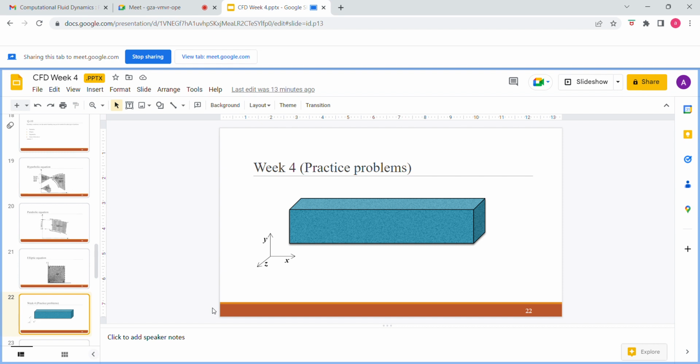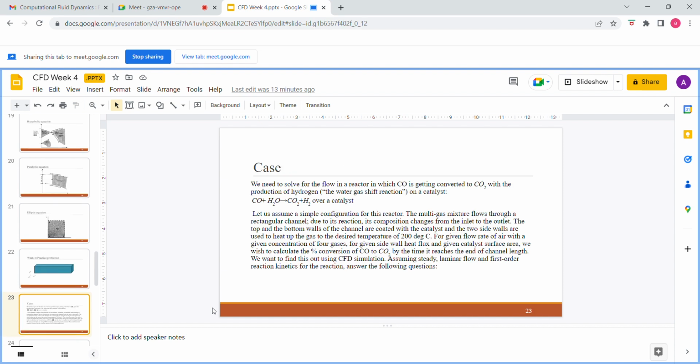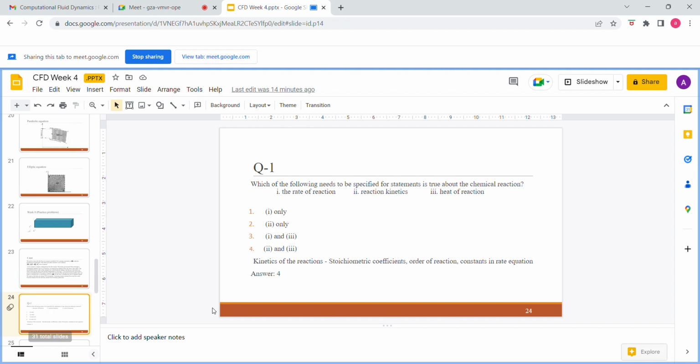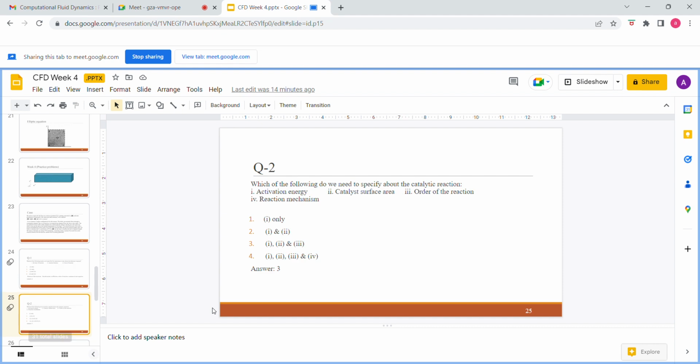And also we saw the practice problems. In this, the water gas shift reaction was given, and a few conditions were given, based on which we were solving. These were basically similar, asking what needs to be specified when considering chemical reaction, where the reaction kinetics plays a major role along with the heat of the reaction. And also what needs to be specified when considering catalytic reaction, like activation energy, catalyst surface area, and order of the reaction. All these things need to be specified.